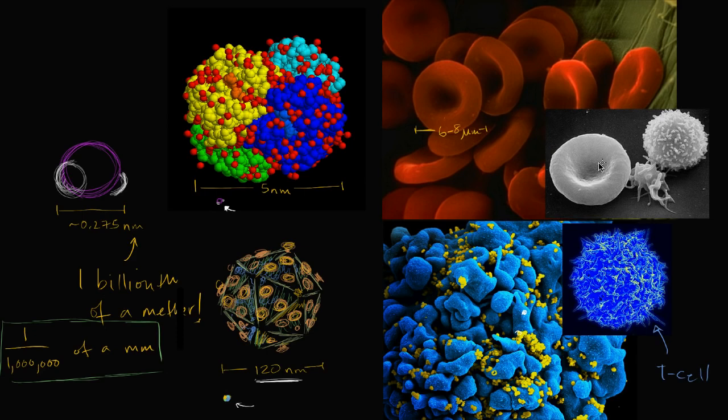This is using an electron microscope. You see a red blood cell right over here, and you see a T cell, and they're roughly the same size, or at least the same order of magnitude. And a red blood cell is going to be 6 to 8 micrometers wide. So this is 6 to 8 millionths of a meter.